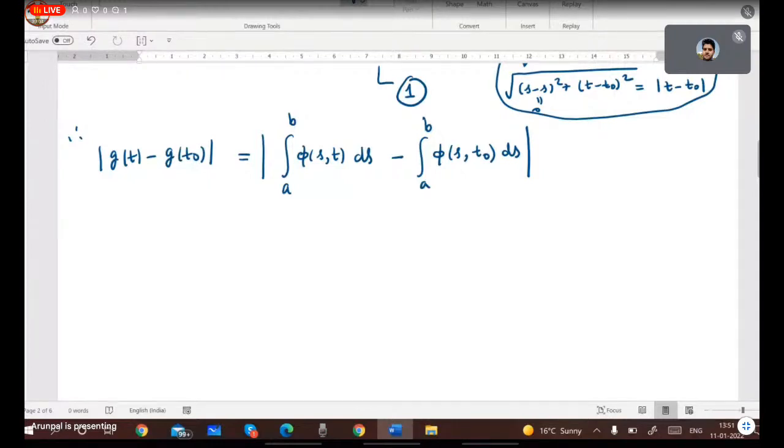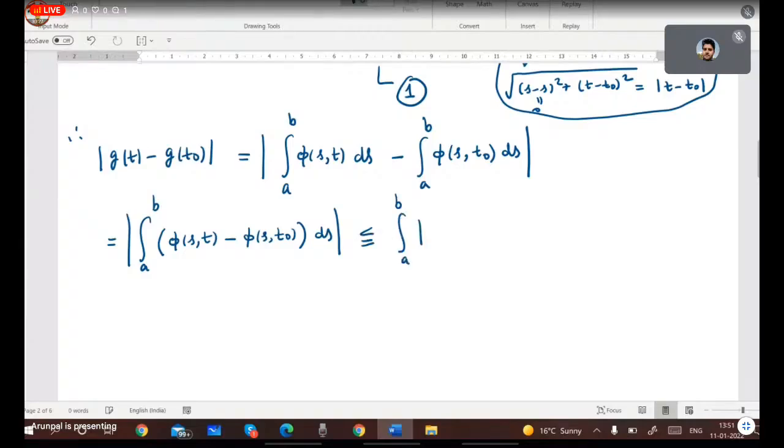Okay, very simple. And now this is the integral A to B, with modulus, of phi of S comma T minus phi of S comma T naught ds, because we had the same limits of integration, so I have combined both the integrands. And class, now I hope you can understand that this is less than or equal to, you can take the modulus inside, right class? Yes, sir.